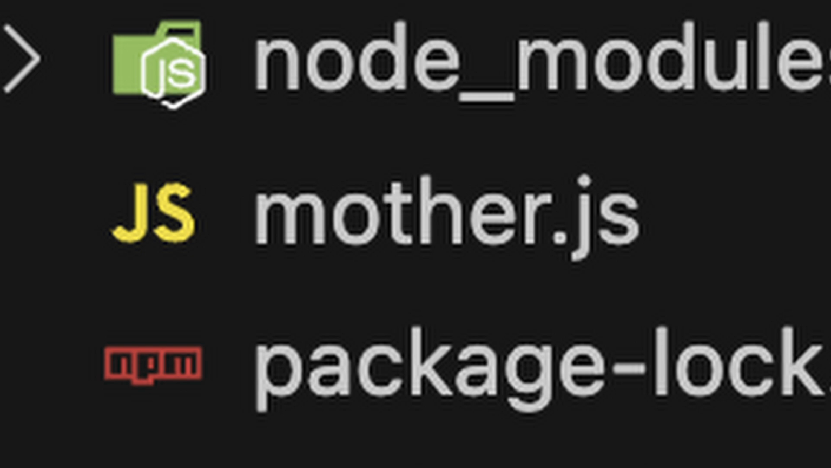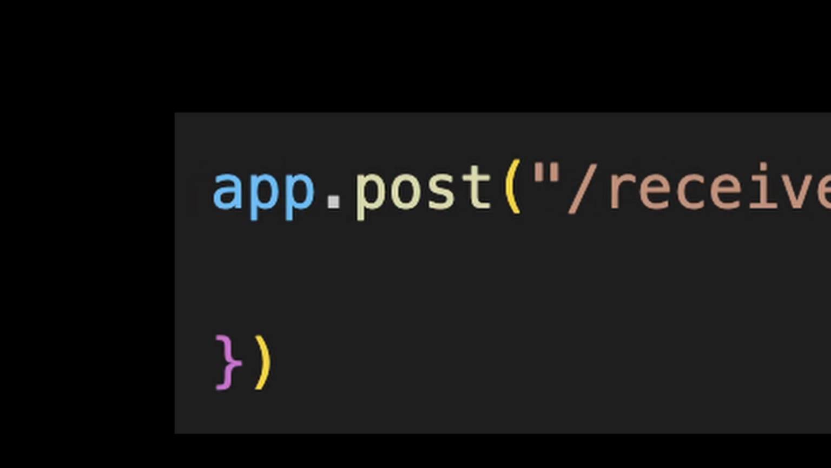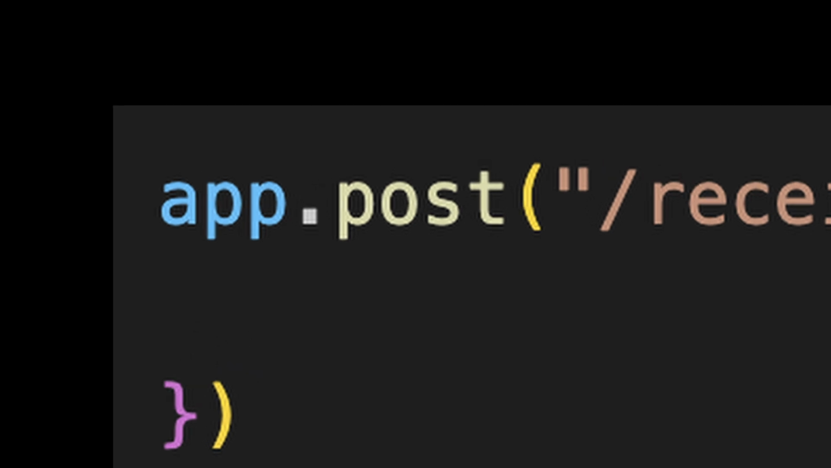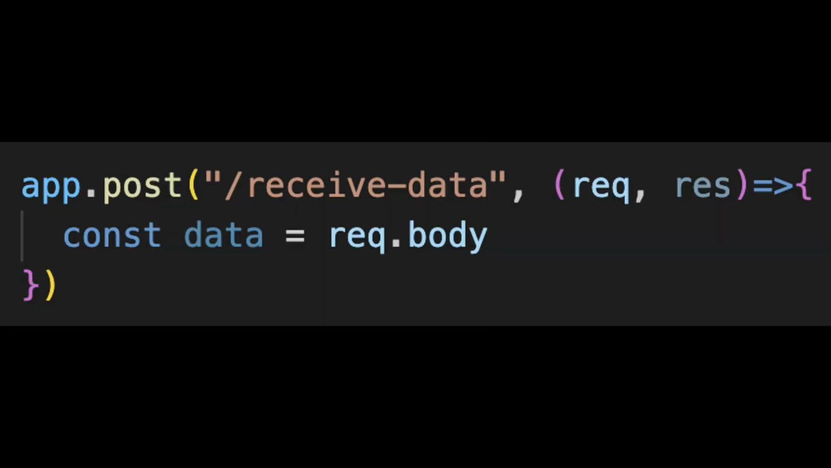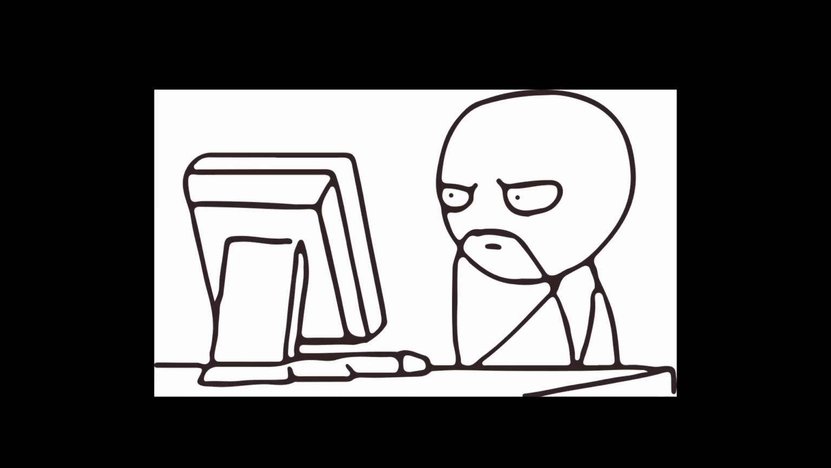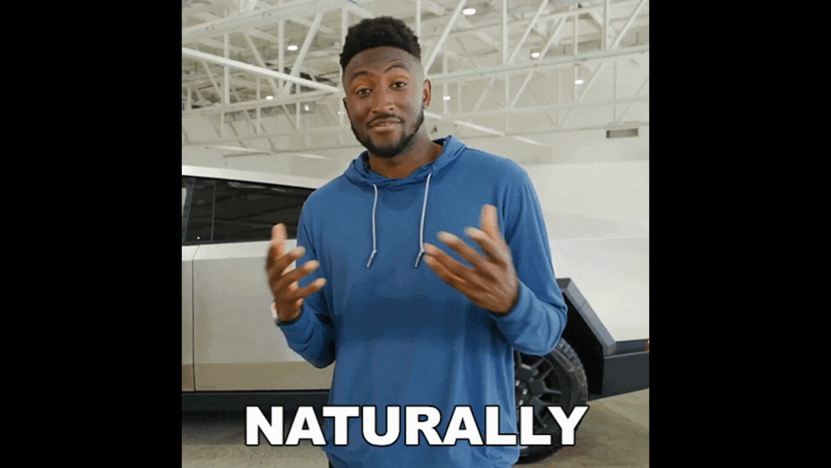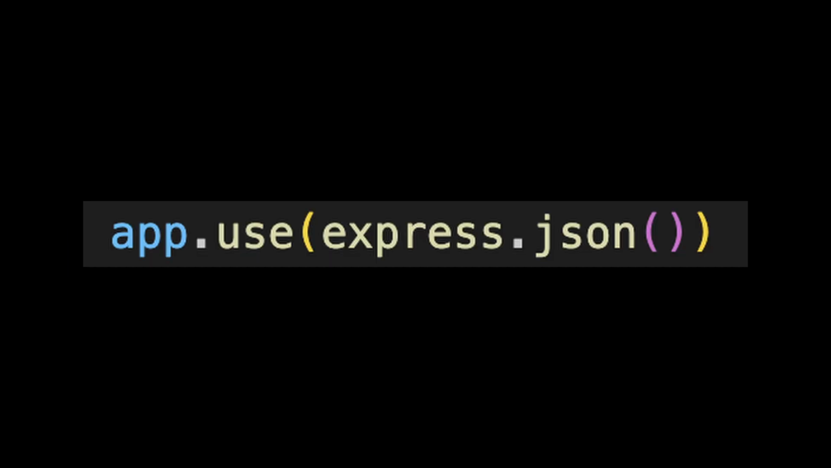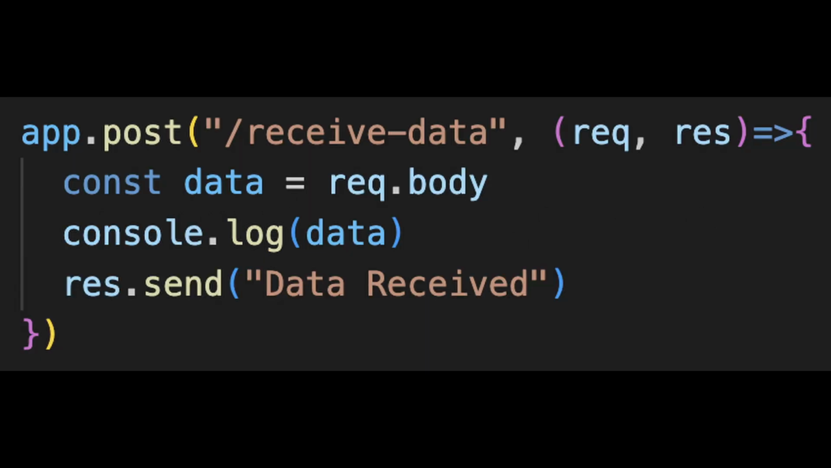Now go to mother.js and create the route which you specified in the fetch API and with the respective method, that is post. Create a variable to store the data received on the route. If you see close enough, I used request.body, and if you think hard enough, I sent a JSON from frontend. So naturally, we would need a middleware to handle JSON, for which we will use express.json. Console log the data and send any response you want to the route.